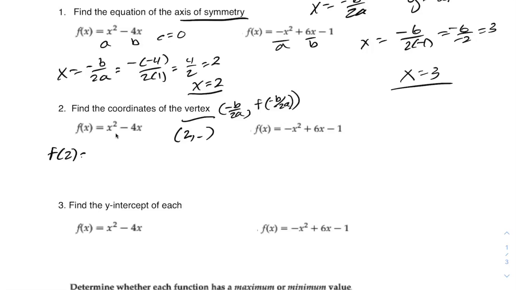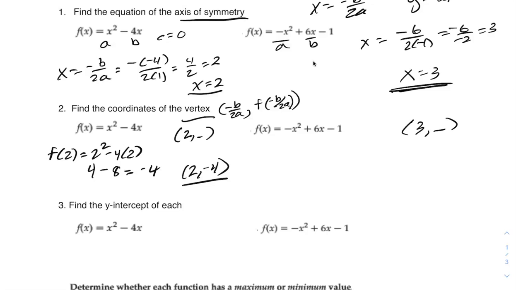f of 2 equals 2 squared minus 4 times 2. So 4 minus 8, which is negative 4. So my vertex is (2, negative 4). Over here, again, that connects to this one, the exact same problem. We have the axis of symmetry already, so you know the x in the vertex is 3. We've got to find the y, so just plug it in. f of 3 equals negative 3 squared plus 6 times 3 minus 1.